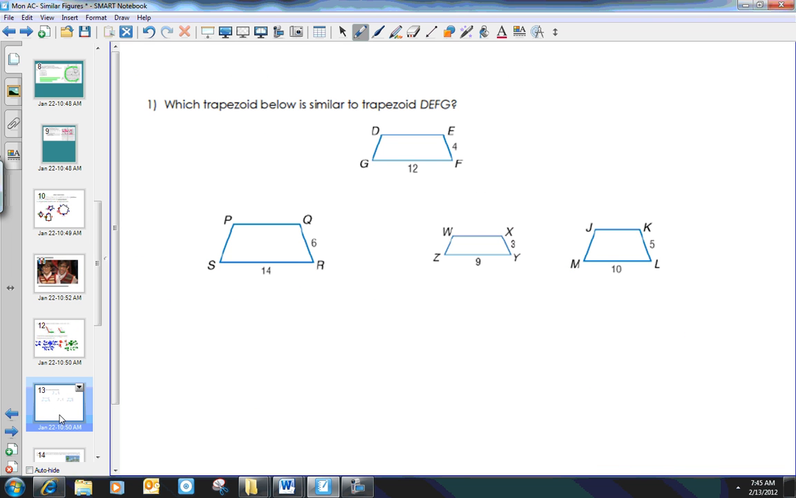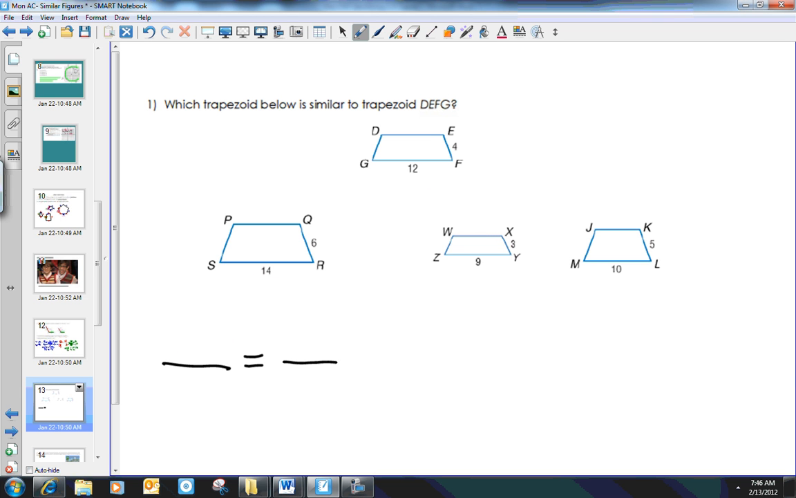Now, in this kind of a problem, which trapezoid below is similar to trapezoid DEFG? So first we have to look for trapezoid DEFG, and here it is right here, DEFG. This is our trapezoid. One of these is similar to this trapezoid. We can't just guess. Looks can be deceiving, so we have to make sure that we do the calculations, because these figures might not be drawn to scale. So what we're going to do is set up a proportion. Now, if any of the sides don't match proportionally, then it is not a similar figure.